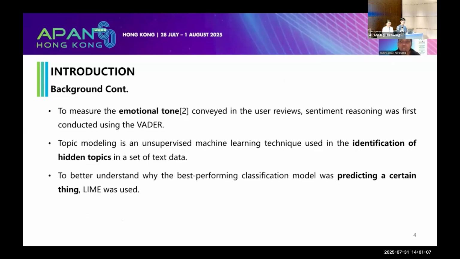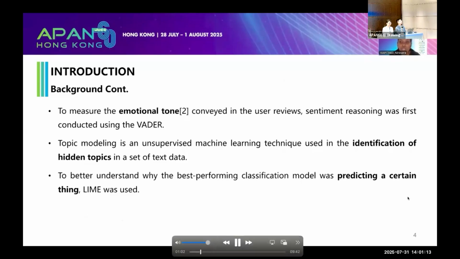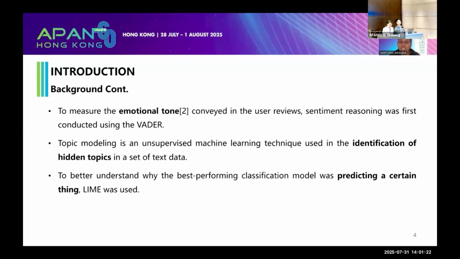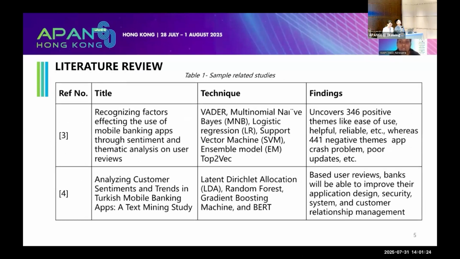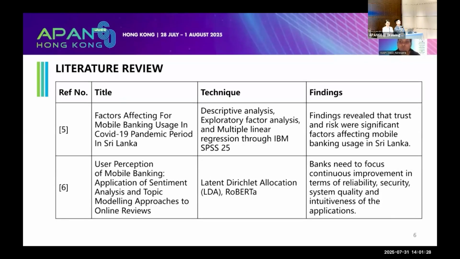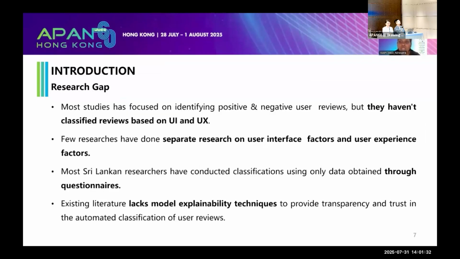Next, we used VADER to measure the emotional tone of the user reviews. Then topic modeling helped to uncover common hidden themes. To understand why our best model made certain predictions, we used LIME to explain these decisions. Here I have summarized 4 key studies related to my research. While reviewing the literature, I identified a clear research gap, which I will explain next.